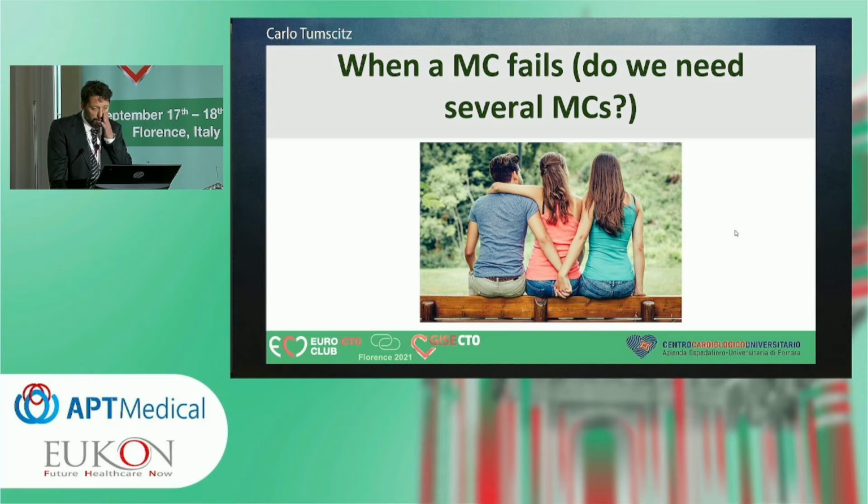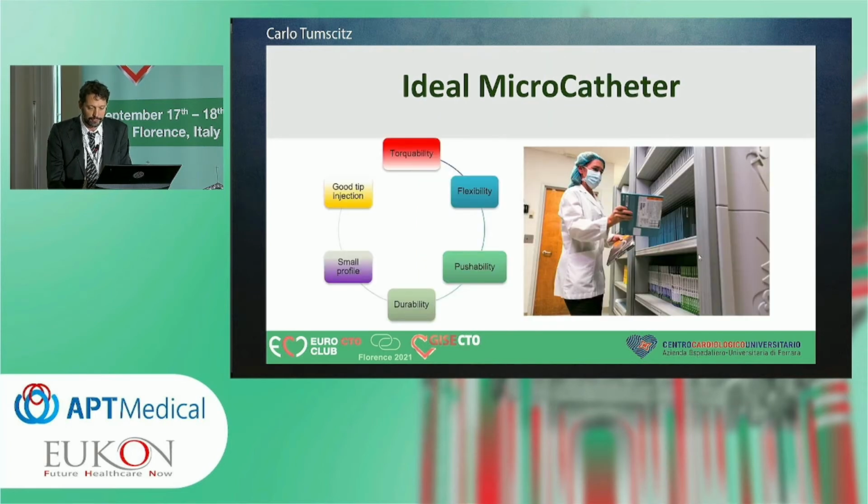The question now is if we need one microcatheter or one microcatheter is not enough, because we know that we have a lot of features that we ask from a microcatheter. We need a microcatheter which has good torqueability, flexibility, pushability. Obviously durability, small profile, good tip injection, but we know after an amount of experience that there is no microcatheter which has all these features together. So I think the idea is that in one laboratory we need more than one microcatheter, of course.